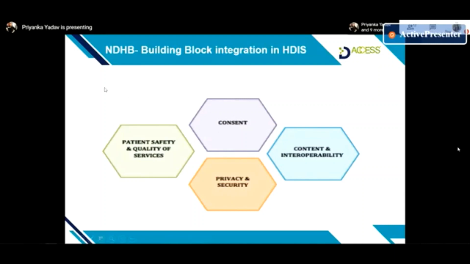What do we need to create a configurable and interoperable HDIS? What are the building blocks? Consent. Dr. Pankaj and Krishnan have already spoken about it. Till now, a hospital controlled our data. Even if we ask them to give a digital copy, they'll never give it to us. But now, because of NDHB, the data owner is the patient, and they can anytime ask for the data from any hospital. And if they want to share it with another hospital, the hospital cannot deny.